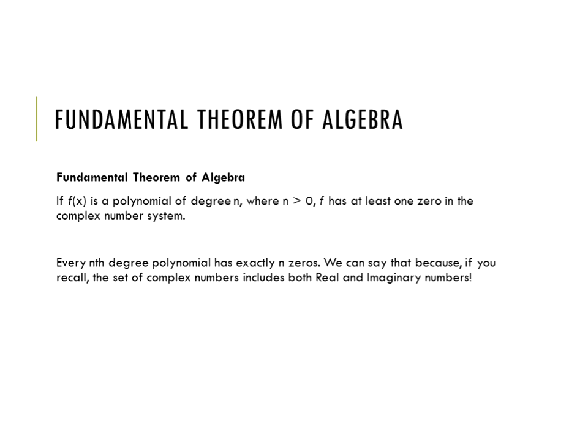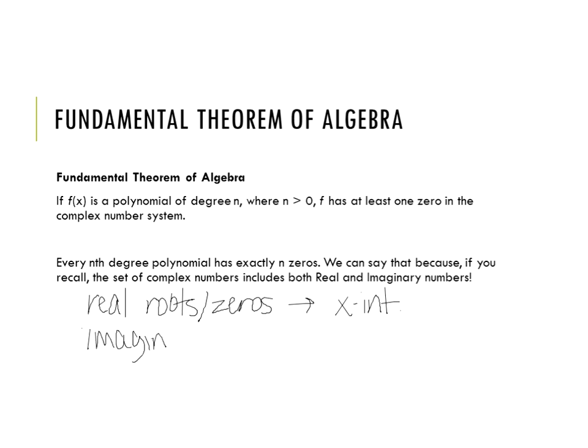So let me write that down. If they are real roots, or you can also call those zeros, those will show up on your graph as x-intercepts. But if they are imaginary roots or zeros, those will not be x-intercepts.